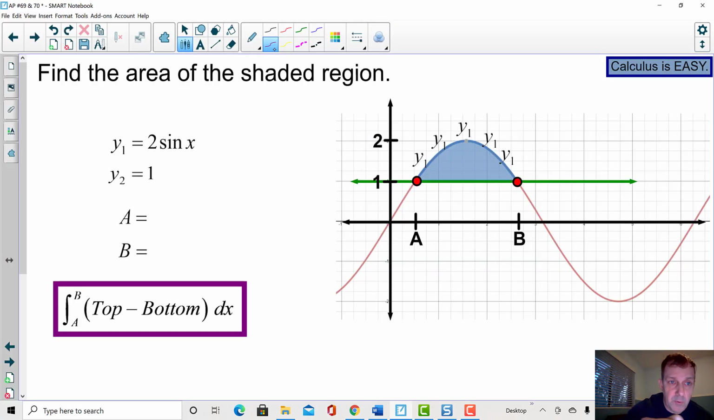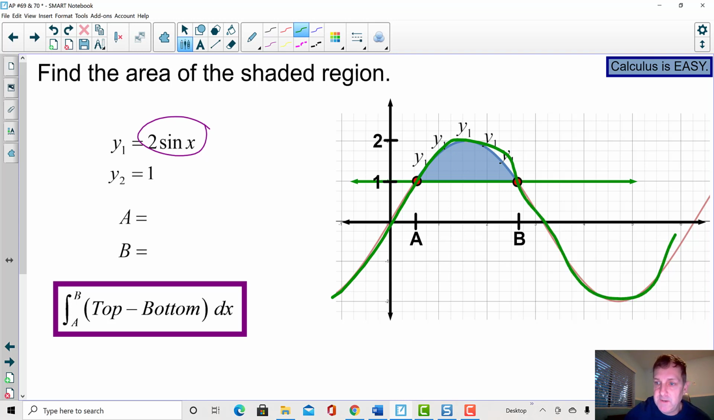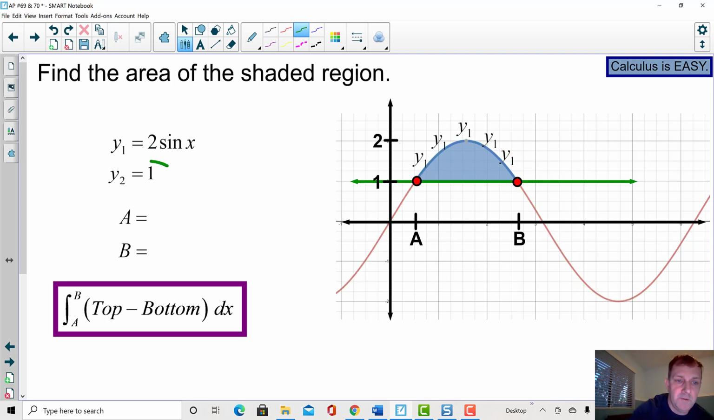Okay, for this example, we want to find the area of the shaded region again. One of our functions is 2 times sine of x. So that would be this function right here. This is 2 times sine of x. The other function is y equals 1. So that's the horizontal line right here. So the shaded region would be this blue region in between those two functions.